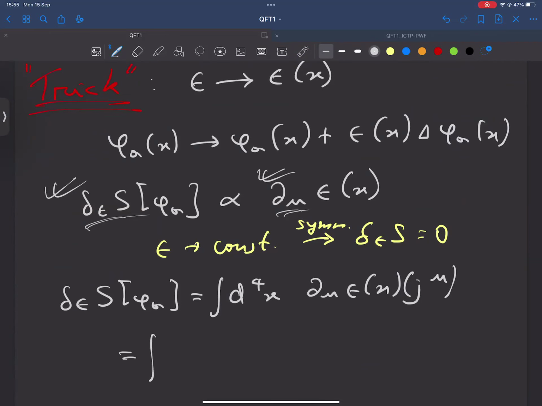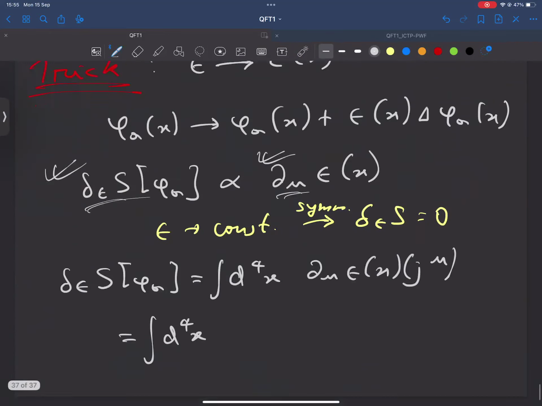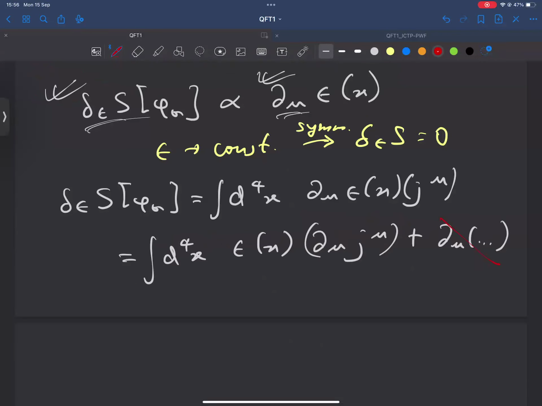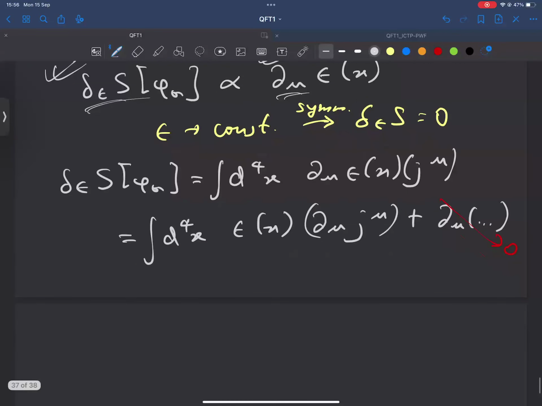Now, what you can do, our best friend, that is integration by parts and throwing away boundary terms. So if you do that, you end up with this thing plus a total derivative piece, which we can neglect. So we can neglect this. So that means that delta epsilon S is 0 if and only if del mu J mu is 0.